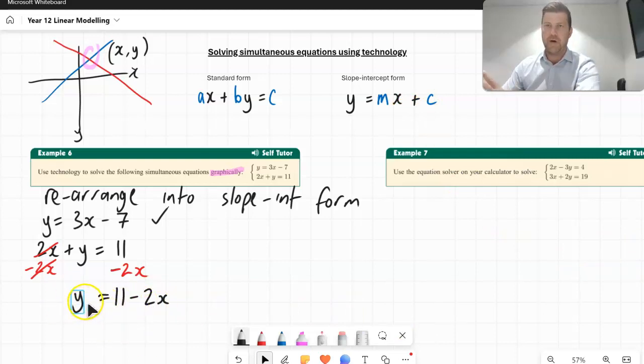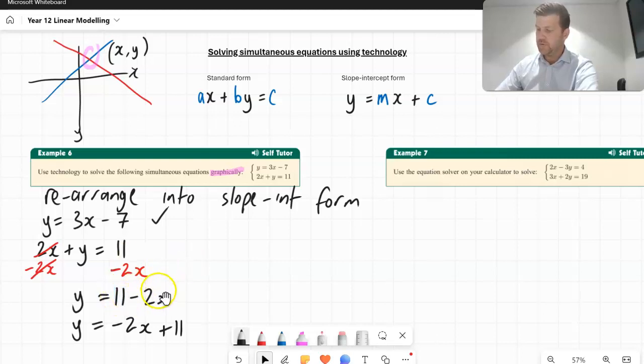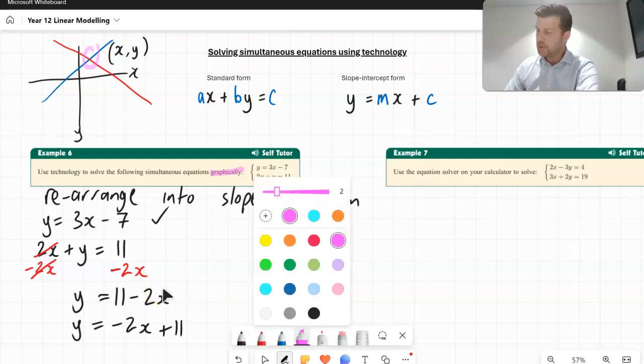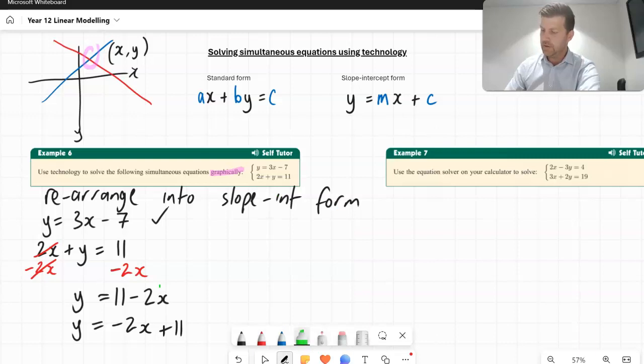Okay, y is the subject by itself, and I can actually put that straight into the graphics calculator like that, or I could put it in like this, y equals minus 2x plus 11. I'm just shuffling those two terms around on the right-hand side. Either is fine. Okay, so now that I have my two equations, let's go ahead and highlight those that are in slope-intercept form. In fact, let's use that one. I can then solve these graphically using my graphics calculator.